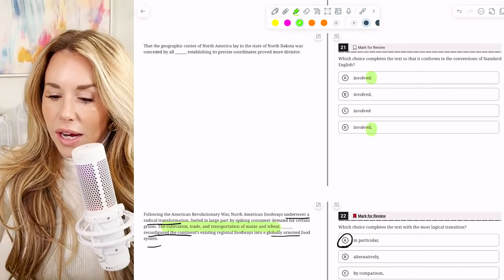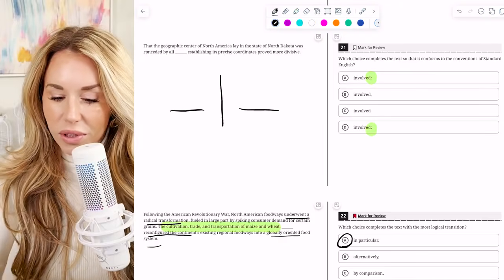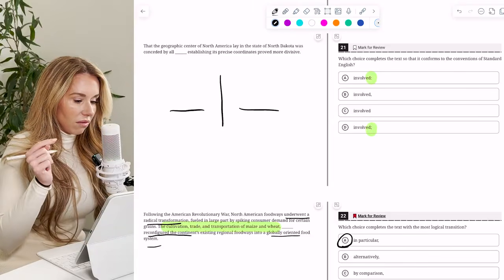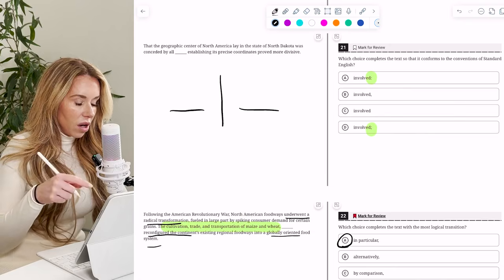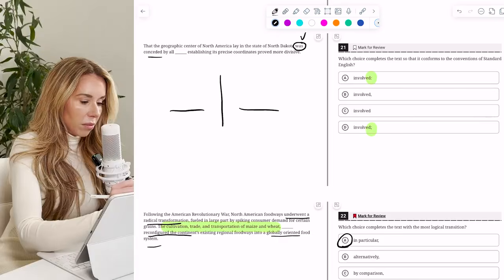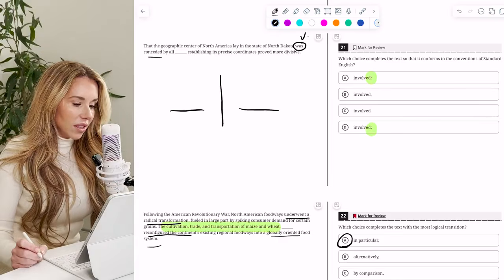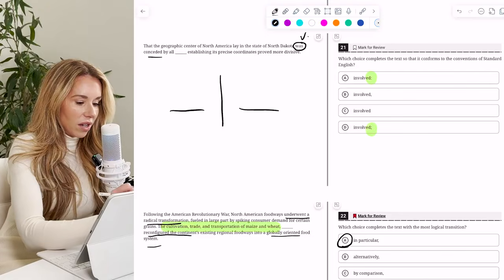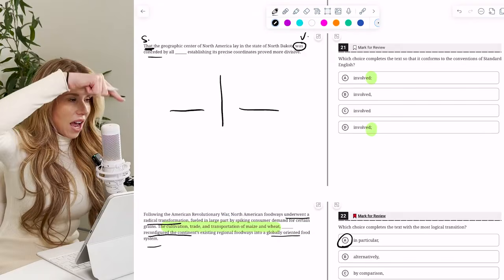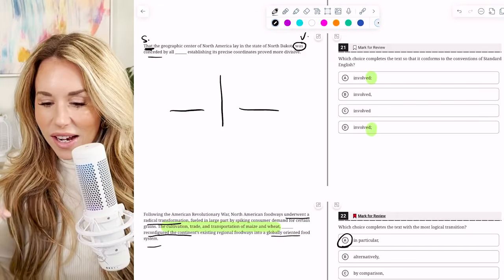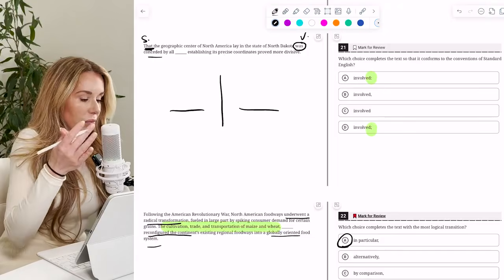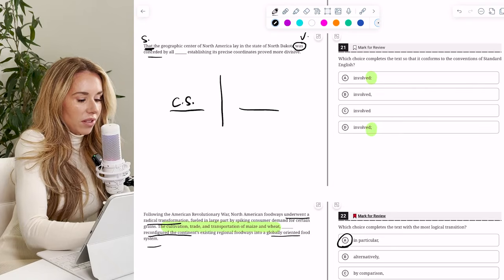Okay. Here's what's going on. Do we have 2 complete sentences? That's what we need to figure out first. So, that the geographic center of North America lay in the state of North Dakota was conceded by all involved. Okay, "was conceded" is the verb. And then the subject is the center of North America lay in this, that basically is the subject because it's the idea that this was where it was located. That's a complete sentence because they said it was conceded and then they gave us a complete thought. By who? By all involved. So we have a complete sentence.